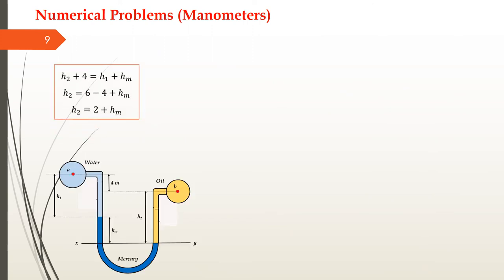So first of all, from the figure, we can find out what H2 will be, because we have to find out this value. So H2 plus 4, you can see from this equation, is equal to HM plus H1, and H1 is certainly 6. So you'll get H2 as 2 plus HM.